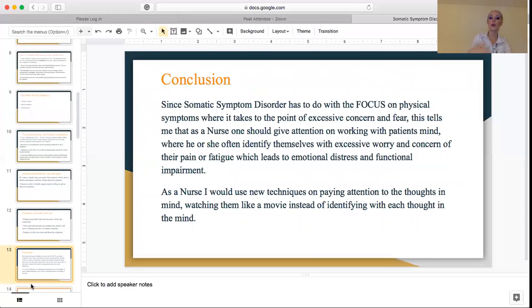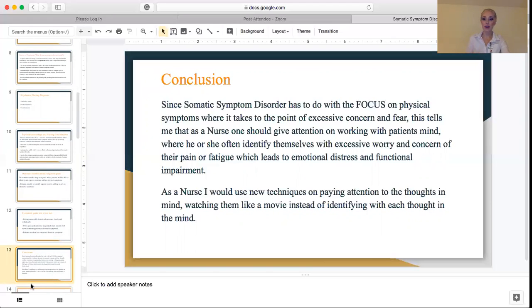So we have talked about that somatic symptom disorder has to do with the focus on the physical symptoms, where it takes to the point of excessive concern and worry and fear. This tells me that as a nurse, I should be working with a patient on giving attention to their mind, working with their mind.